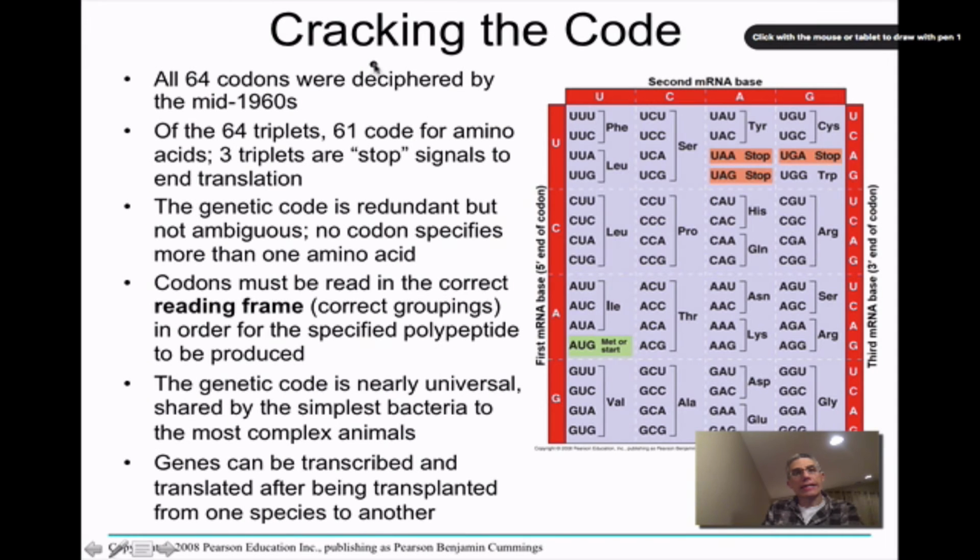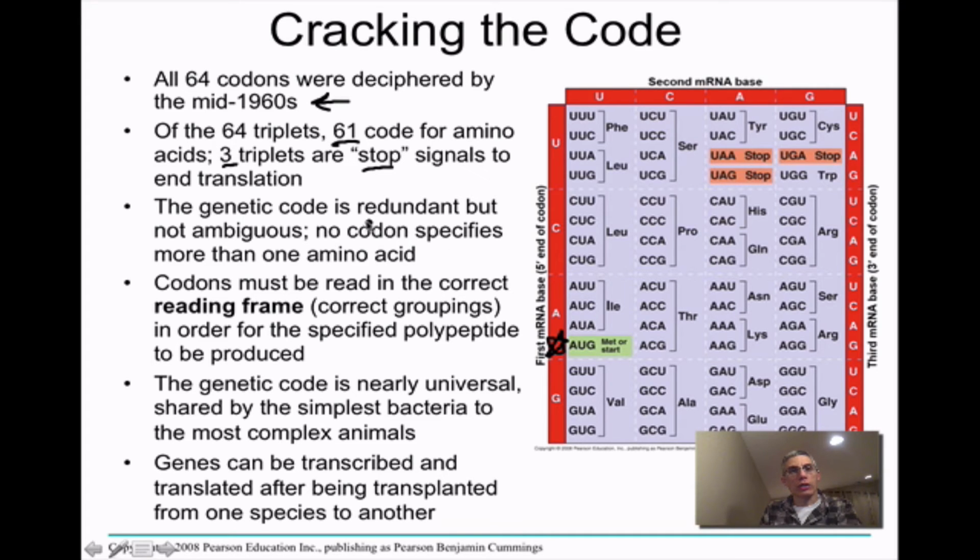Eventually scientists did crack the code. All 64 codons were deciphered by the mid-1960s. Of the 64, 61 code for amino acids, and 3 are triplets that are considered stop codons. One of the 61 that you see here is considered the start codon. In other words, it initiates the production of that polypeptide or protein strand.